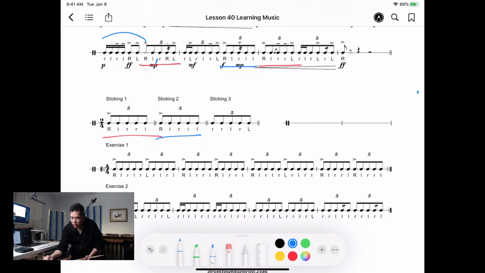And then this third sticking here, which has no accent on the downbeat, 1, 2, 3, 4, 5, 1, 2, 3, 4, 5. That's the underlying sticking for this herta. Oop, did I not change color?